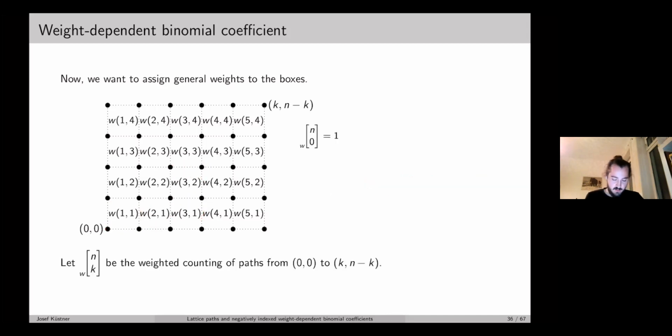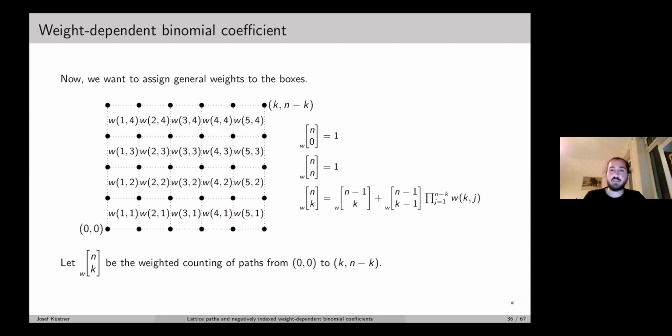And we want the weight-dependent binomial coefficient that looks like this. Now we have replaced the q by a w with the weighted counting of paths from 0, 0 to k, n minus k. How do we do that? If k is equal to 0, that means that we are on this line. Then the weight will always be 1, and there's only one path, so it must be 1. If we have n choose n, that means that we only have east steps in the positive case. Then there's also only one path from 0, 0 to k, n minus k with weight 1. So the weighted binomial coefficient also has to be 1.